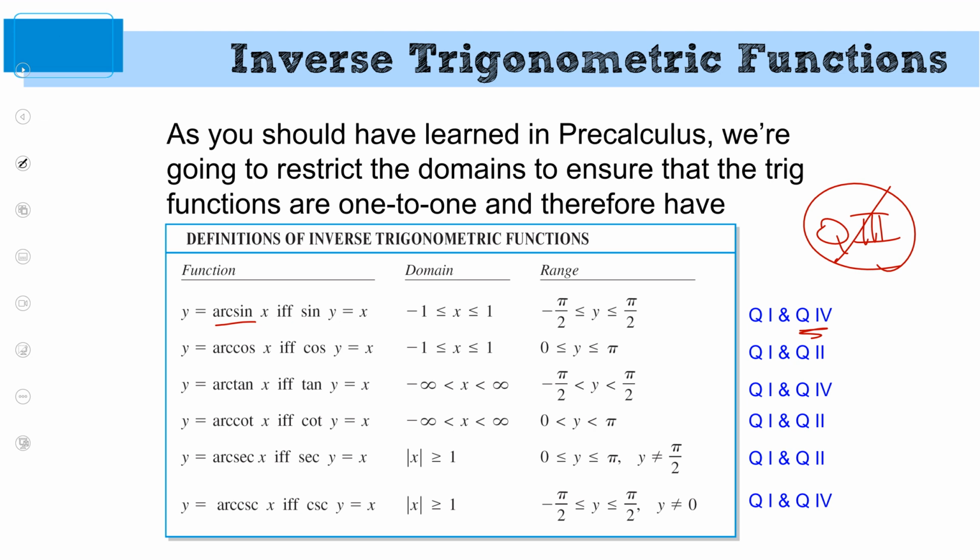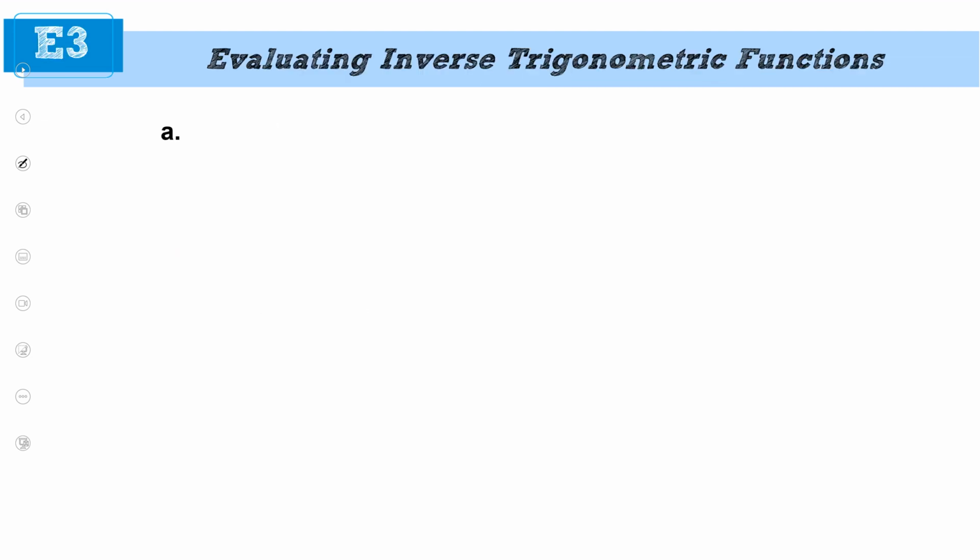Cosine relates to x. Where is x negative? Quadrants 2 and 3. No 3. We're in 2. Okay. Tangent, cotangent, a little weird because you could go in either one, but they're right there. Okay.